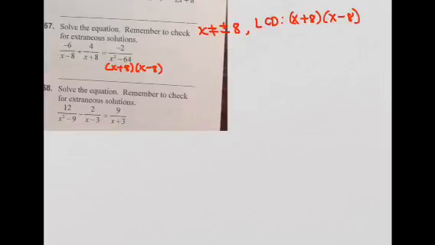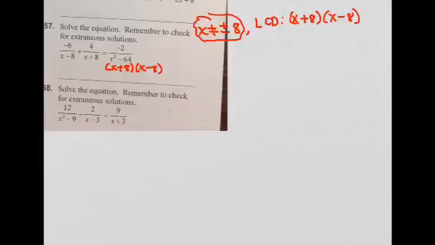Alright, so for 57, I factored the denominator on the right side. And so the excluded values for this are x cannot be plus or minus 8. And then the LCD is the product of x plus 8 times x minus 8. Because you take each of the factors, if it appears at least once, you write it down. So x plus 8 and x minus 8 are the only two factors. And so that becomes the LCD. So I'm going to multiply the LCD by each term.